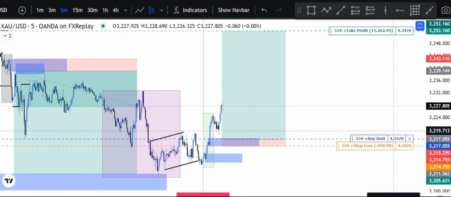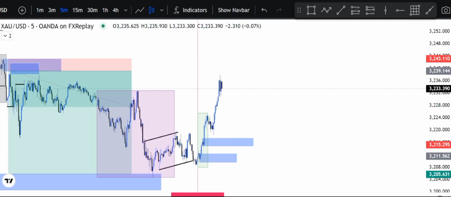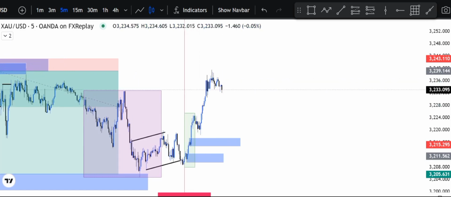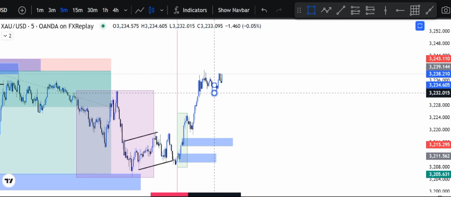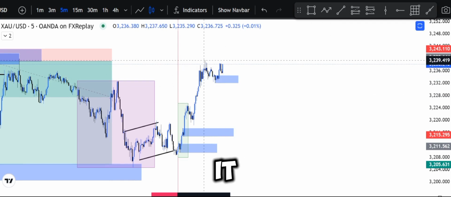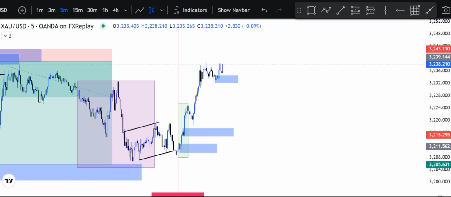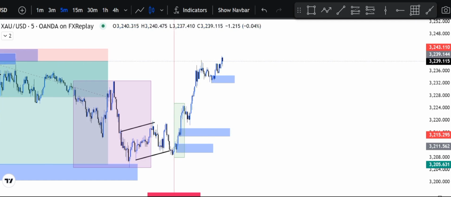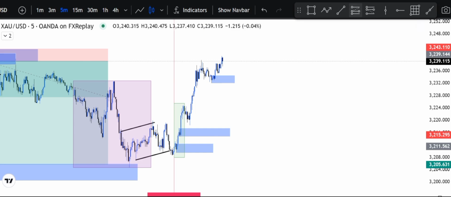Missed again. It didn't even break the high, so there's no break of structure. We have break of structure. Now we can trade this one. Let me set order.